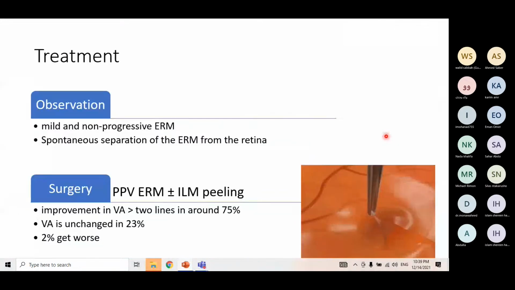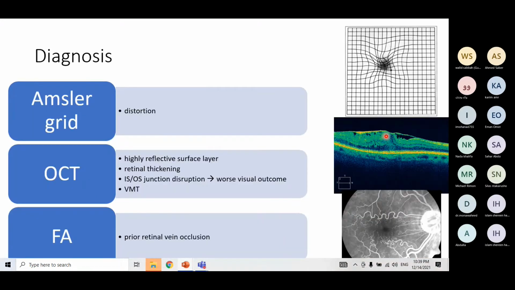The treatment, sometimes we just observe them. Sometimes we do what we call pars plana vitrectomy, epiretinal membrane plus or minus ILM peeling. So we remove the vitreous first, and then we peel the epiretinal membrane, and then we remove the internal limiting membrane to make sure that we removed all the traction on the retina.